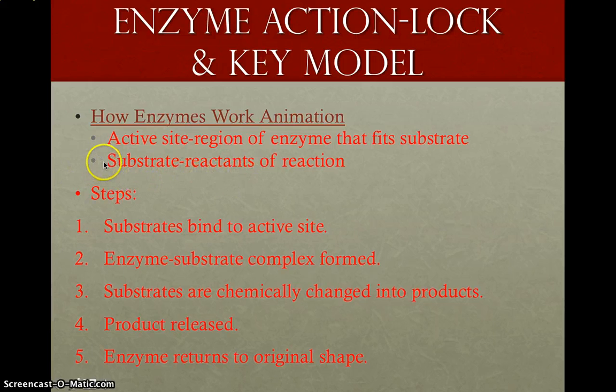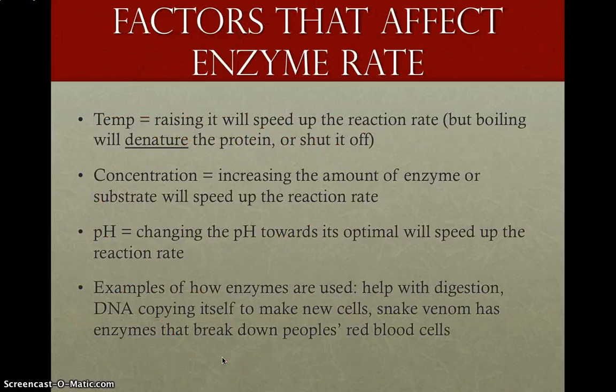What molecule does an enzyme act upon? A substrate. So remember I had Brian put his hands in the air. His hands were the enzyme, the active site. My fists were the substrate. They bound to the active site. So the substrate are the reactants that bind to the enzyme active site. The key fits in the lock. Then we form a complex. The substrate gets changed into the products, the enzyme releases it, and the enzyme gets recycled. So that's what you need to know about enzymes.